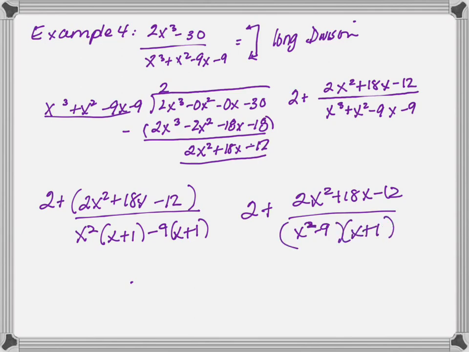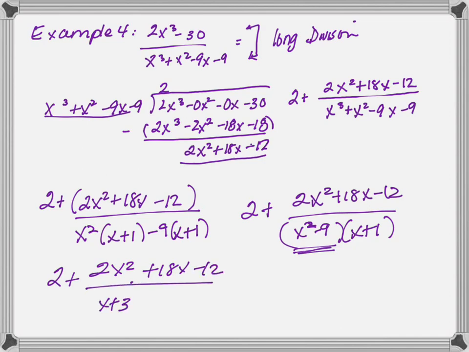Oh, no, look, we got that to break down too. So, oops, keep going. 2x squared plus 18x minus 12 over x plus 3, x minus 3, and x plus 1. So we have 3 terms, and that works out right with each one going to that, right?